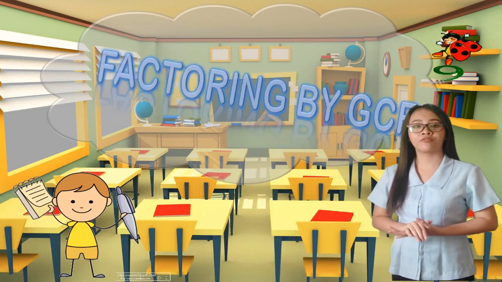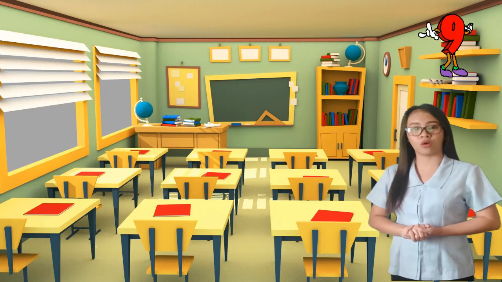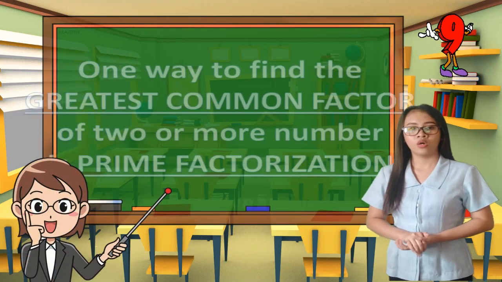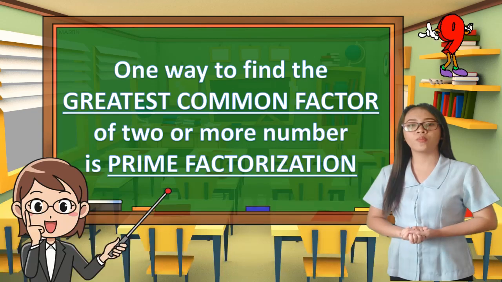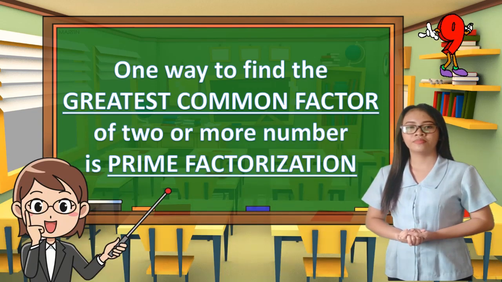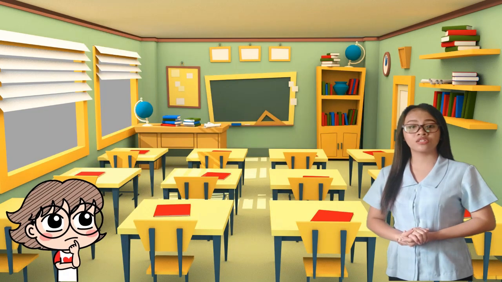We will be discussing factoring techniques, or types of factoring. But for now, I will be discussing factoring by greatest common factor. One way to find the greatest common factor of two or more numbers is prime factorization. But first, what is the greatest common factor?